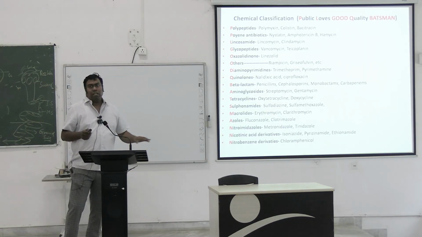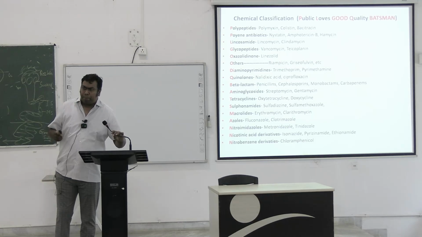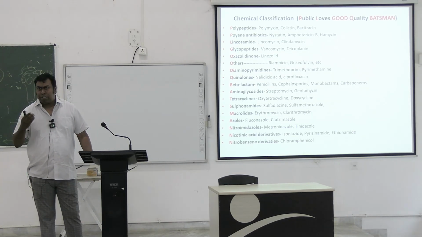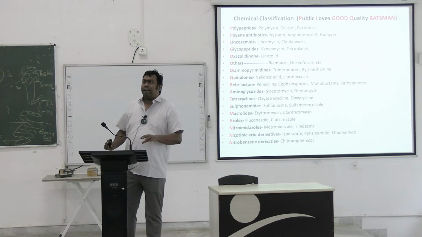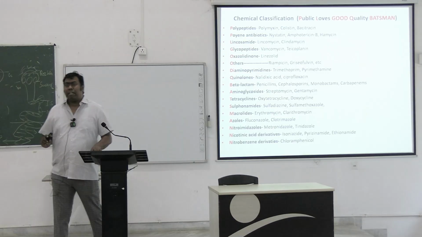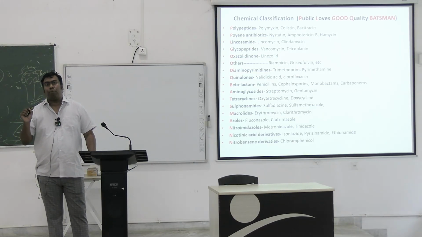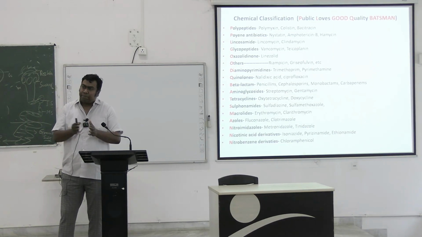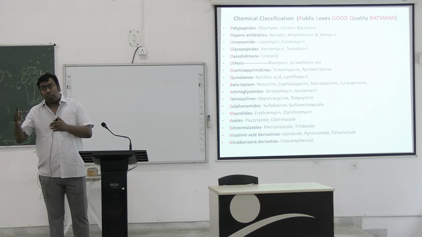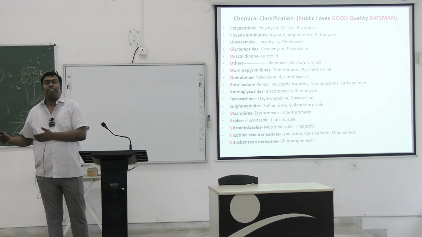Nitrobenzene derivative, chloramphenicol. What is the important thing about chloramphenicol? When it came out, it was a very good drug against Salmonella typhi, for typhoid. But there are two very important side effects which restrict its use. Number one, idiosyncratic type of bone marrow depression. Idiosyncratic and dose dependent, there are two types of side effect. Dose dependent means in a lower dose this side effect does not happen. Only in a higher dose does it manifest this type of side effect.